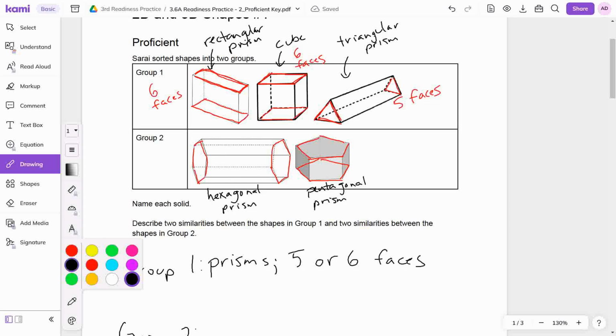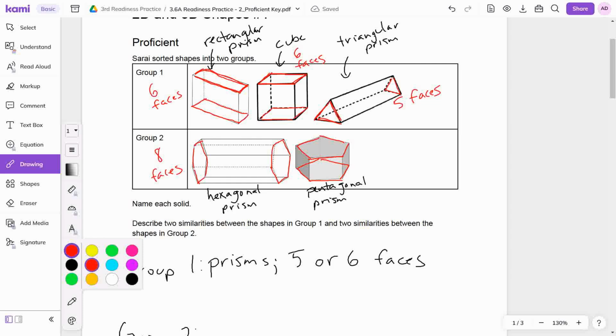Now let's see what we can say for group 2. Group 2 has got 2 hexagonal bases on the first one, and then a hexagon has got 6 sides, so there are 6 rectangular faces connecting those 2 bases. 2 plus 6 makes 8 faces.